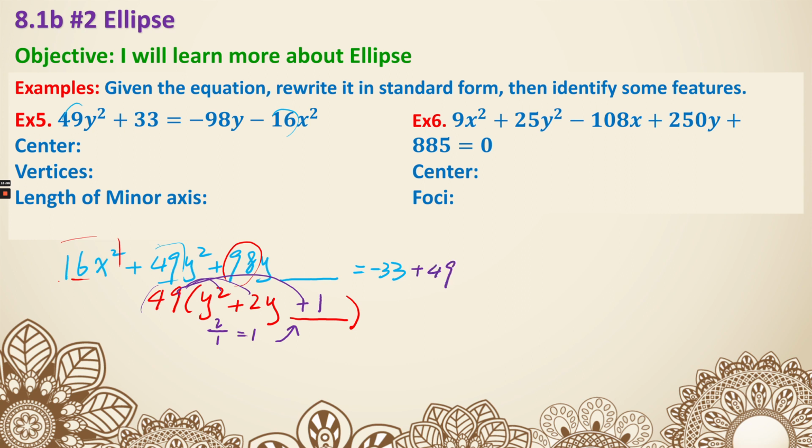So now let's rewrite it. We have 16x squared, that stays, plus 49 times (y plus 1) squared, and that equals 16. Our goal is for the right side to actually be a 1. So we just need to divide everything. Let's divide everything by 16.